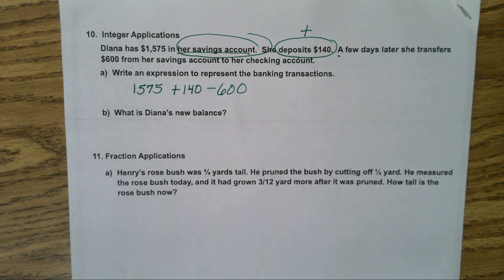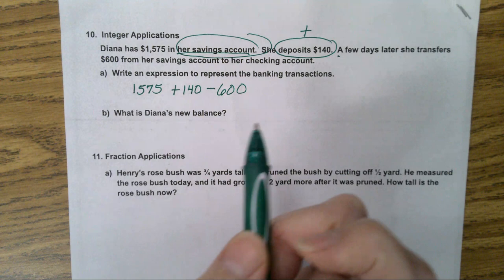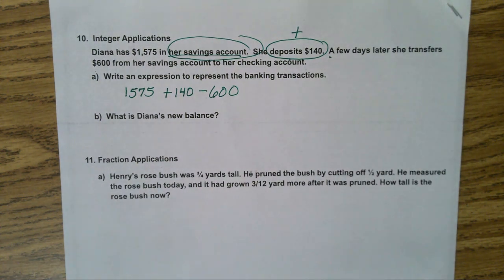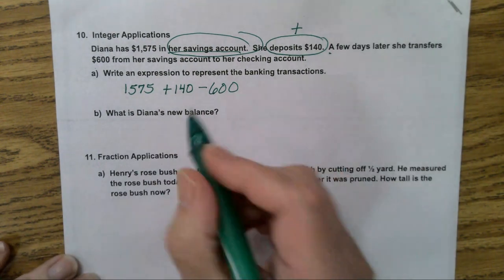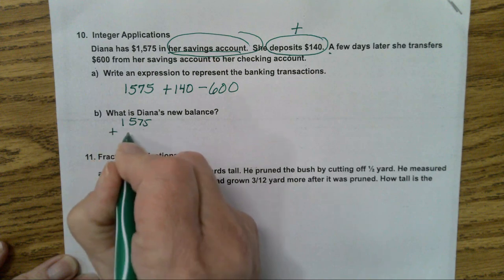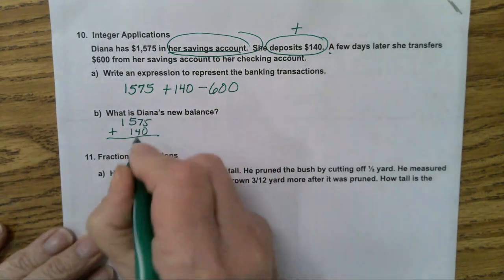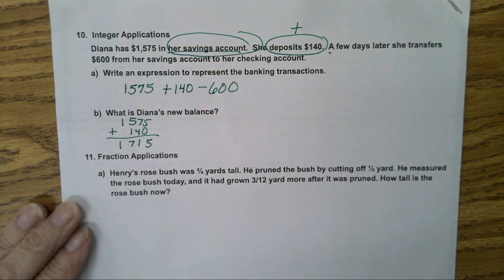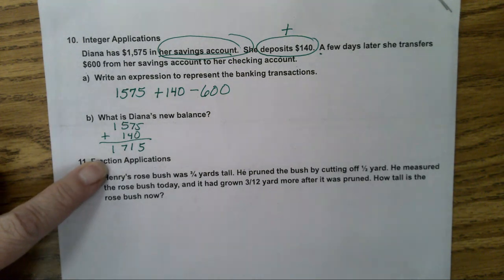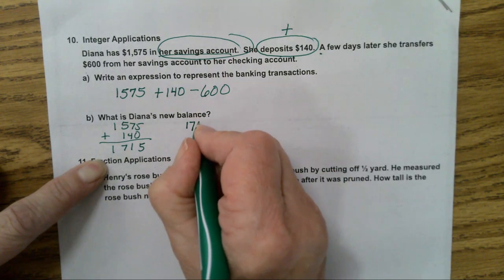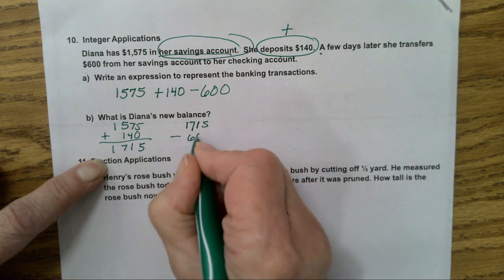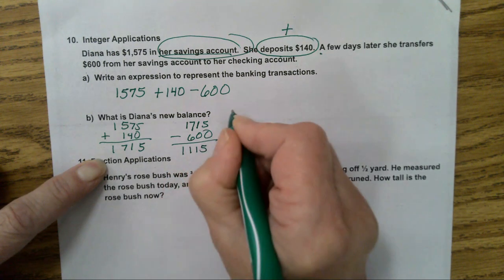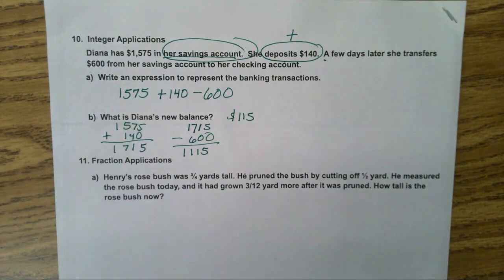All right. The second part says, what is the new balance? To get the new balance, you just add this and subtract. You will not be allowed to use a calculator on your benchmark test. There will be no calculators allowed. Now, the computation here is not hard. You're going to have 1,575 plus 140. That will give you the sum, 1,715. So what is her new balance? We're not done yet. That's the sum, and then you take the sum, and then you're going to subtract 600 from it. So the new balance will be $1,115. I think that is 5 points on the test.